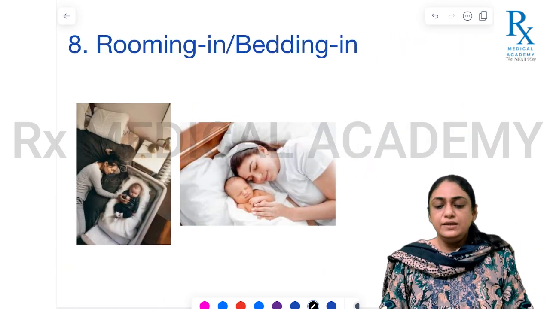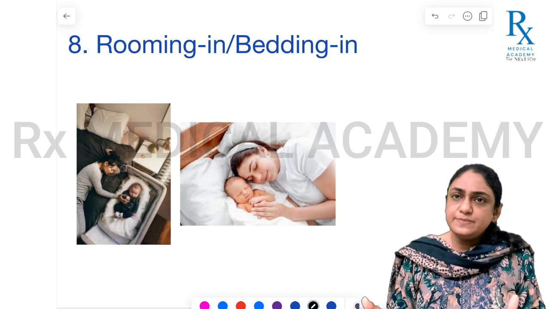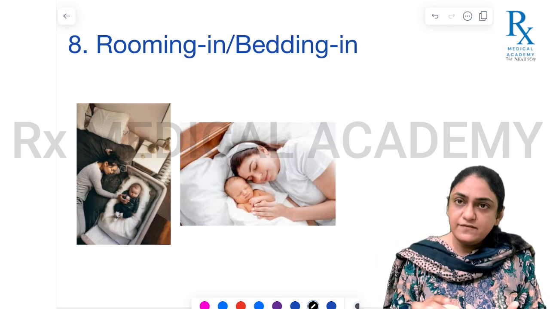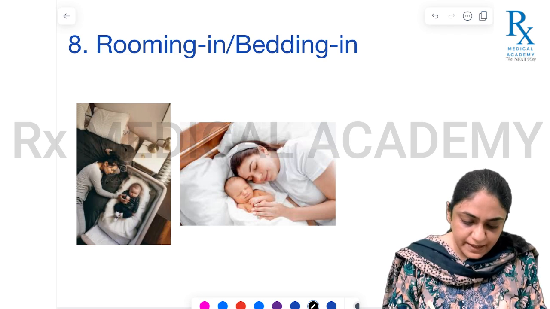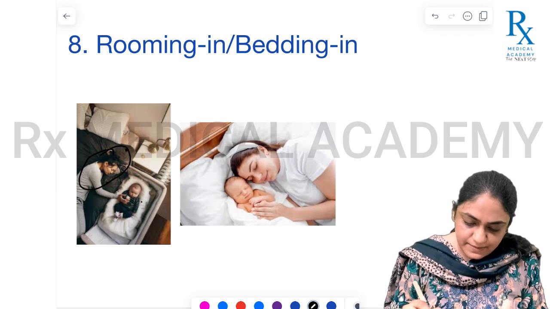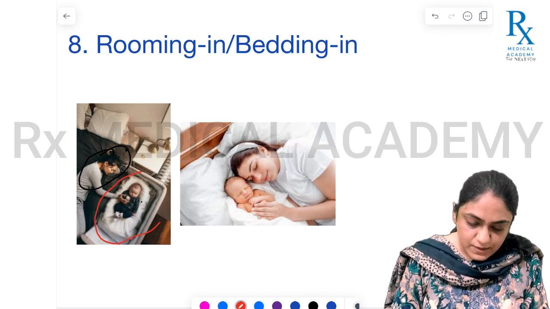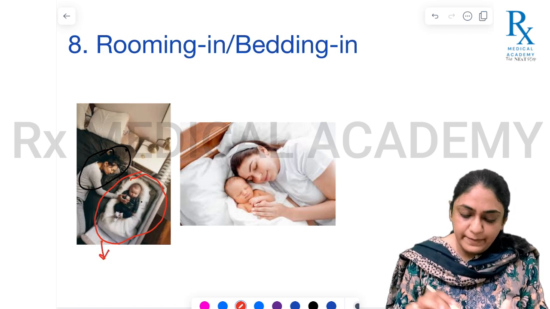Next one is rooming in or bedding in. Now, ज़्यादा इसमें भी कुछ explain करने को नहीं. These pictures are self-explanatory. You can see here the mother is lying in the bed and the baby is lying in a cot. So basically this is rooming in, same room but different beds.